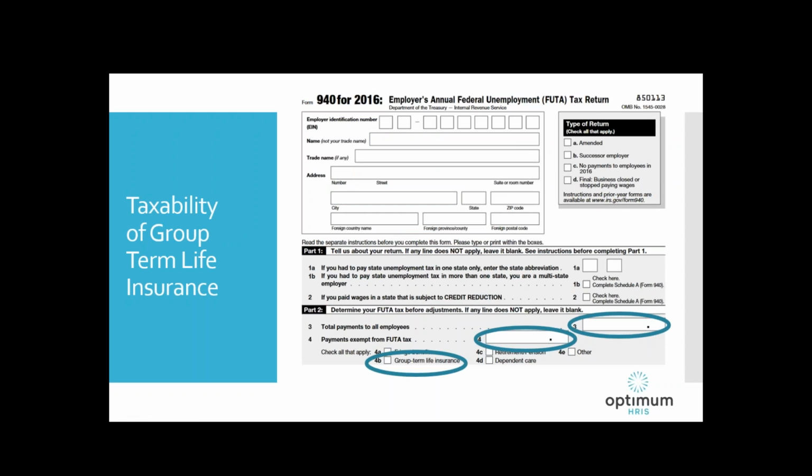And here is a look at Form 940, Part 2, lines 3 and 4. You can also see that line 4 has box 4B that you can check to indicate that the amount on line 4 includes group term life insurance benefits.